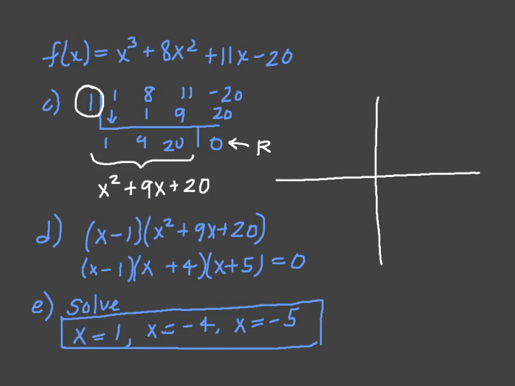So I know because it's positive odd, its end behavior is going to be going down on the left and up on the right. Here's negative 5, here's 1. So my zeros are 1, negative 4, and negative 5. And I know I'm going to cross every 0 because they each have a multiplicity of 1. So something like this. That's a little bit ugly. There. Now it passes the vertical line test at least.